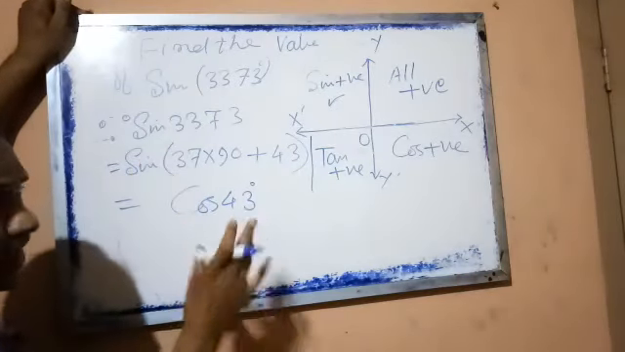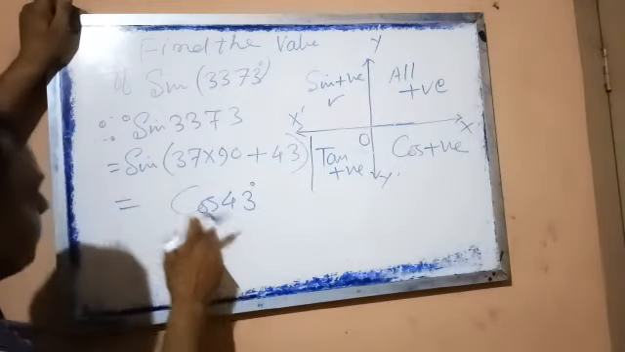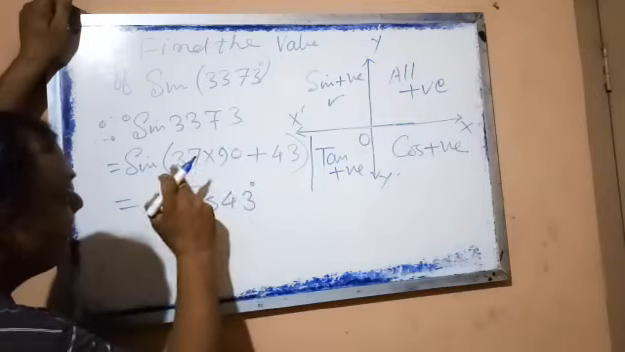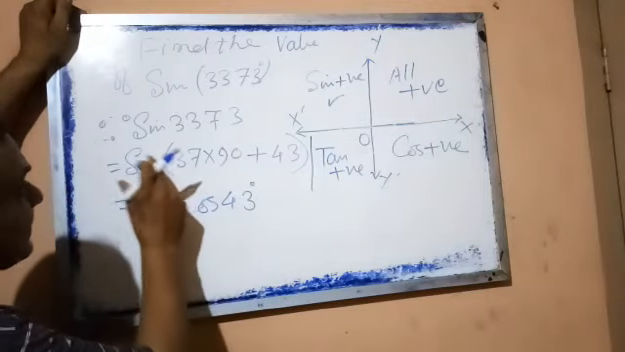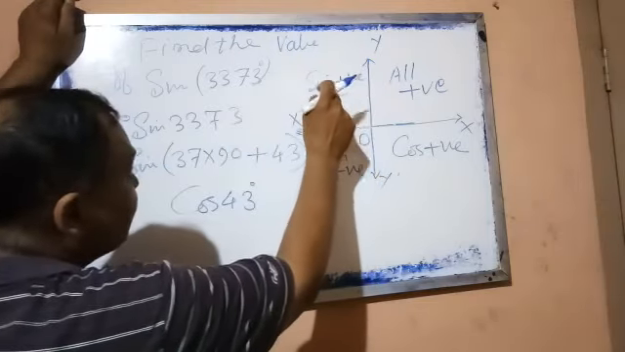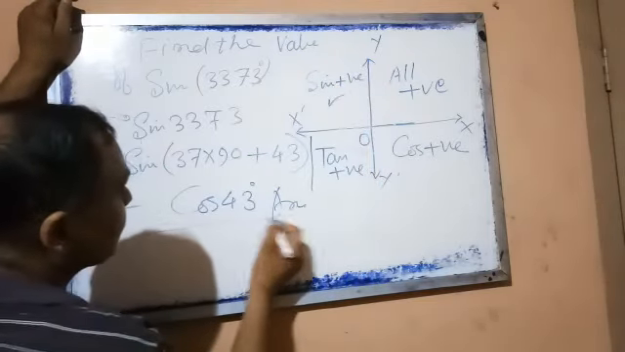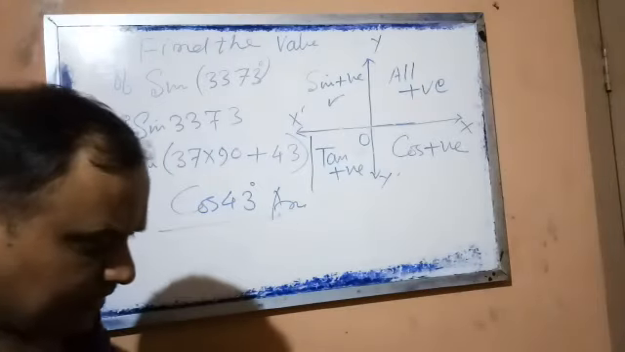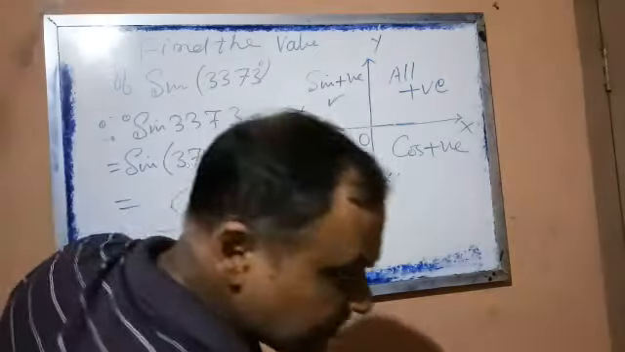This is the end product, I tell you. Don't see this one. Sine was changed to cos. So we are operating the sine, this sine value we are operating. So we will see the sine value. So in second quadrant sine is what? Positive. So this will remain positive. So final answer is cos 43 degree. So understood? One more sum I'll show you.